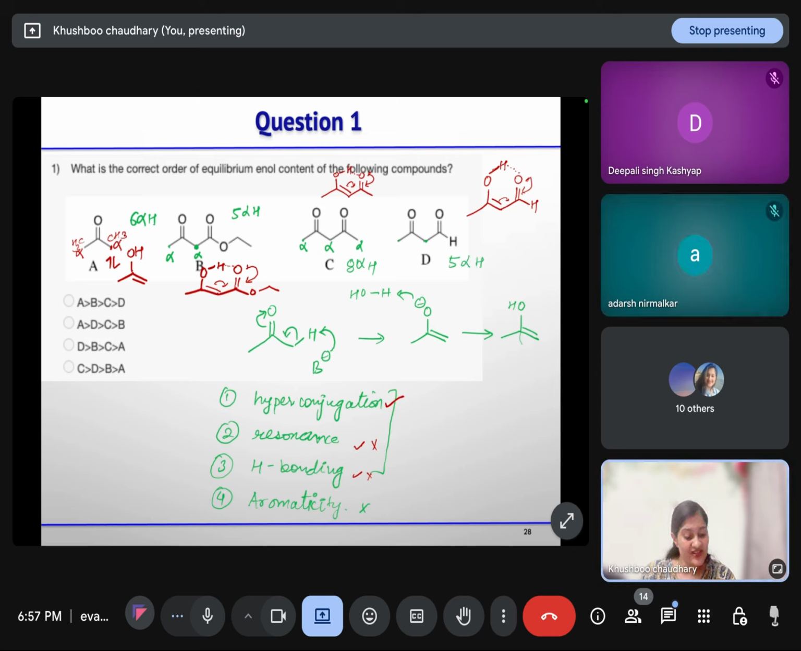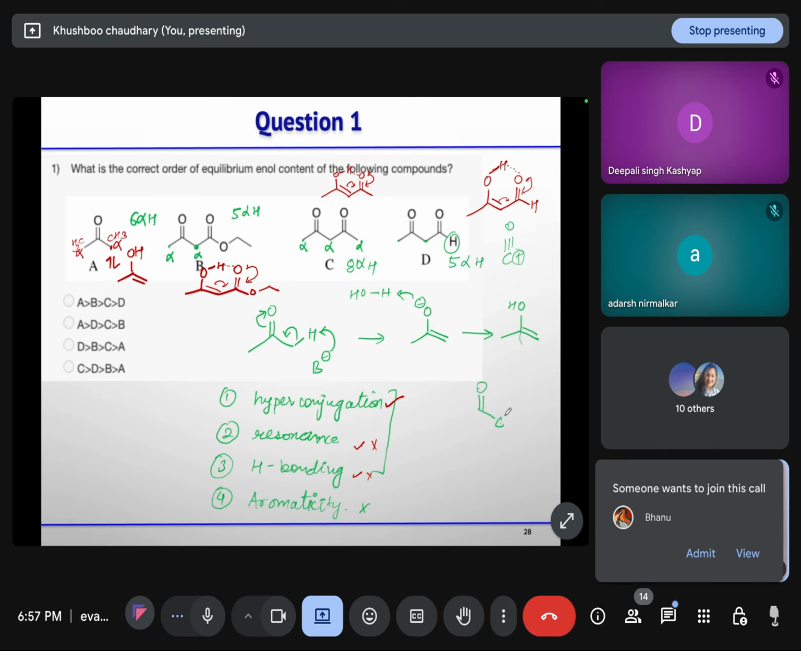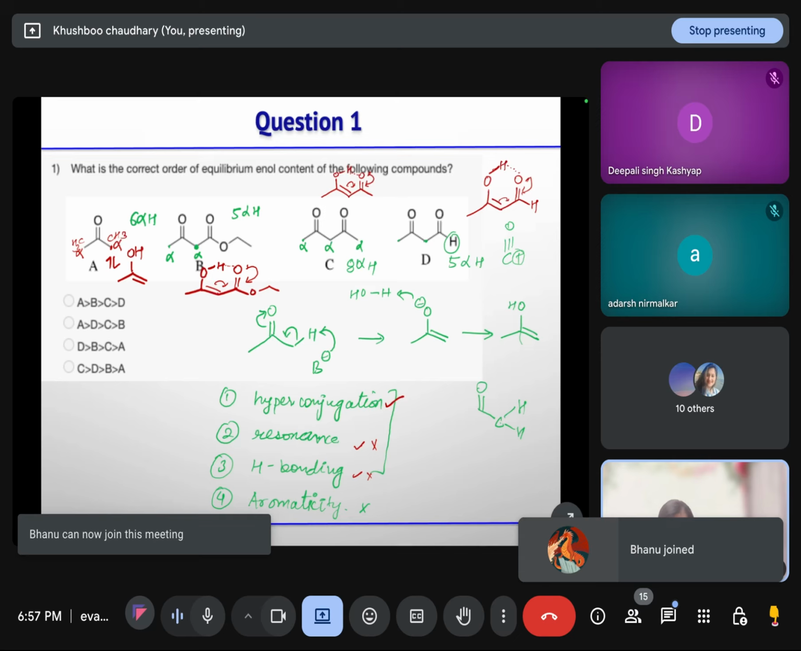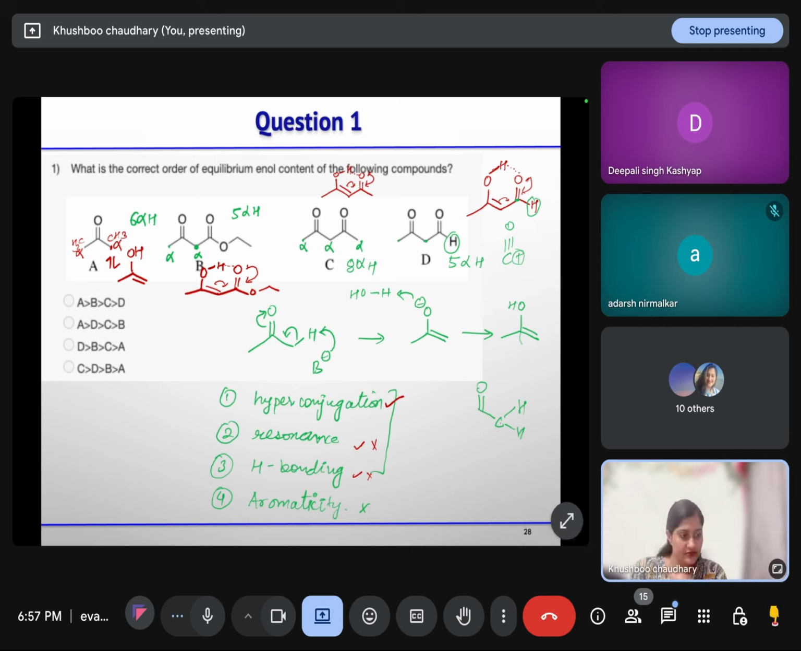Right? This will not contribute, right? The aldehyde will form this cation after the loss of electron. That is not the enol form. Alpha means carbonyl. Next to that carbon, you should have some hydrogen. This hydrogen is directly attached to the carbon of the carbonyl carbon. This is not an alpha hydrogen. Is this clear?